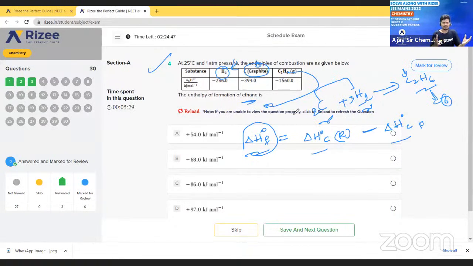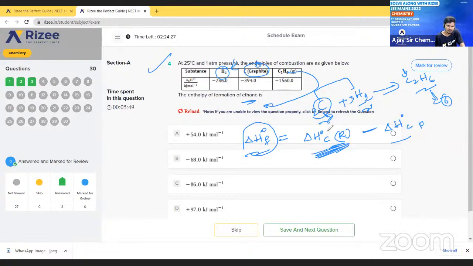So each and every value is given in the question, so no need to worry. See here, what are the reactants here? Carbon is there, and H2 is there. H2 also there. See here, combustion. How much value is given here?